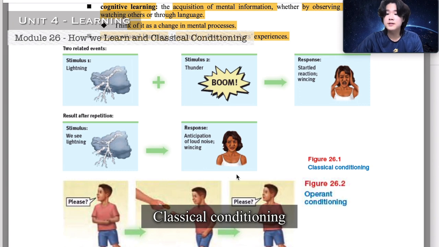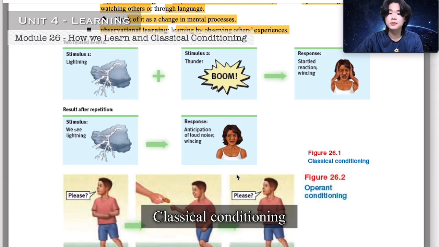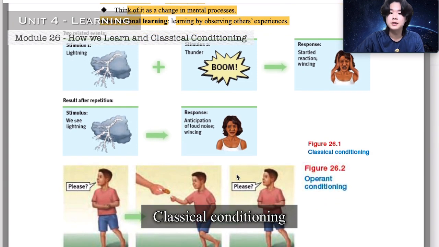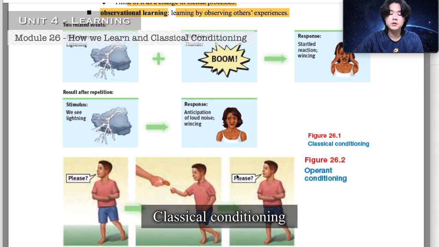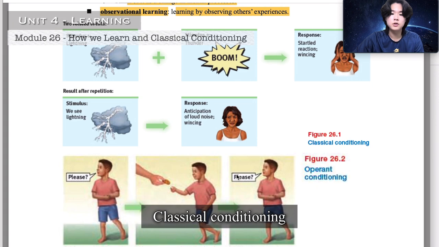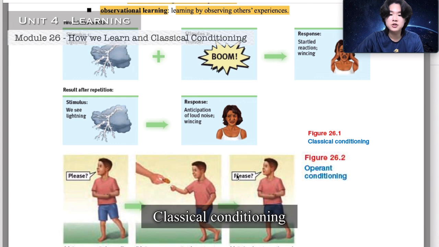Because the booming sound might bring a lot of surprise, since you weren't looking forward to it when you were first encountering lightning and thunder. Now, the result after repetition is that when you see only the stimulus, the lightning, and you do not hear the thundering sound, maybe because you're wearing headphones, the response will be anticipation of a loud noise and then an action accompanied by wincing.